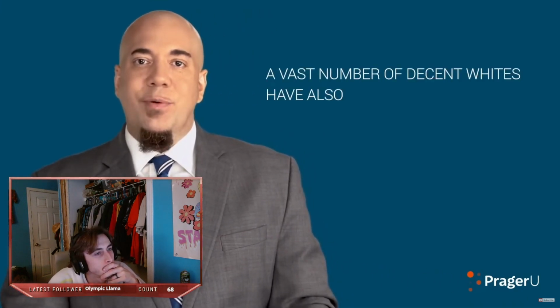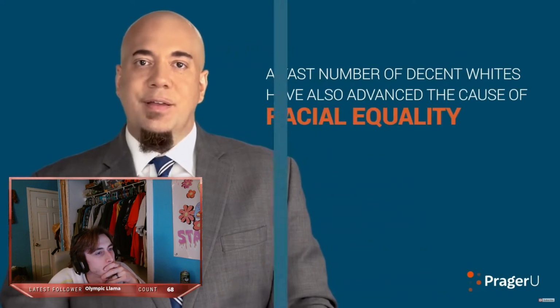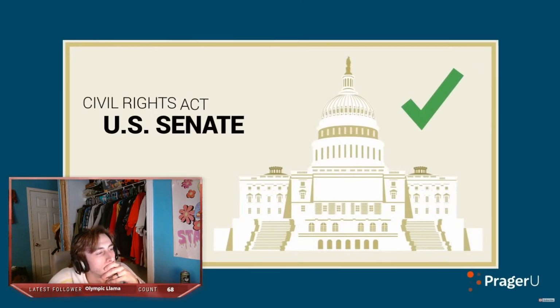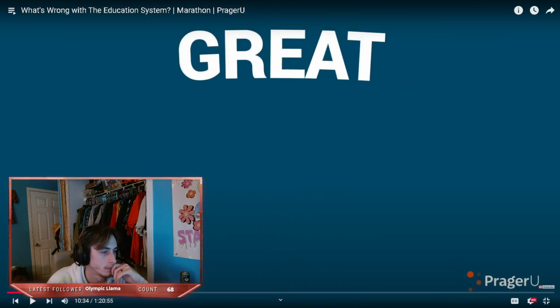It's also only fair to note that while blacks have heroically fought for our rights, often against great odds, we haven't done it alone. A vast number of decent whites have also advanced the cause of racial equality. To cite one of countless examples, the U.S. Senate that passed the landmark Civil Rights Act in 1964 contained 98 whites and 2 men of color, and they were Asian.